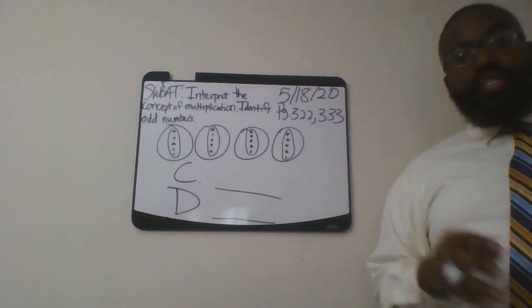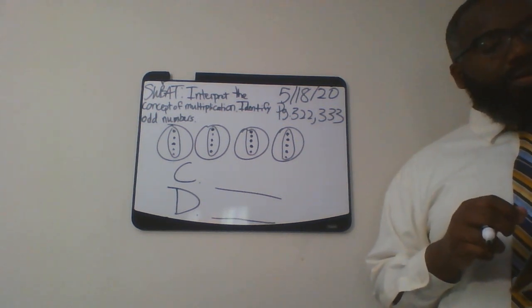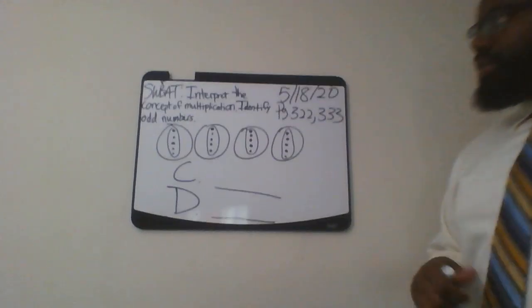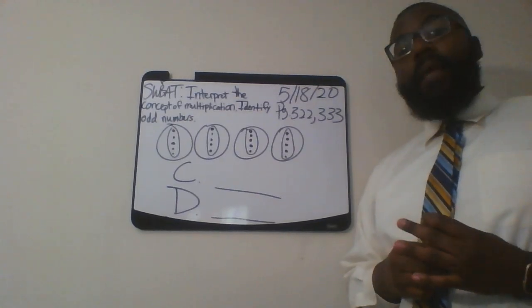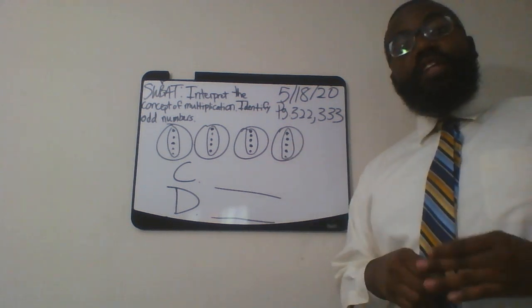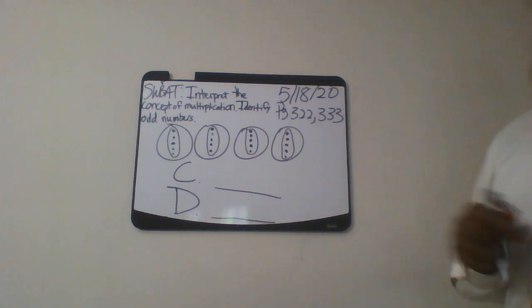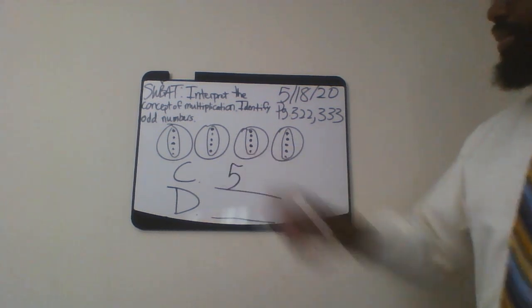We're going to do letter C and D together. Letter C says, what do we count to find how many buttons in all? Notice, there are 5 buttons. There are 1, 2, 3, 4, 5. So that means you have to be counting by what number? You have to be counting by 5. So for letter C, write the number 5.